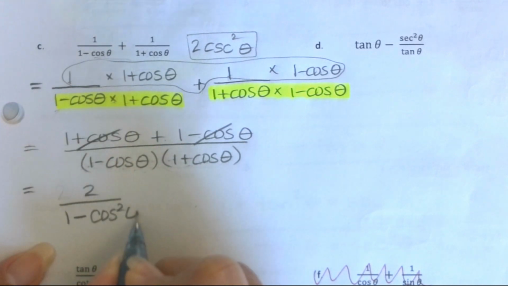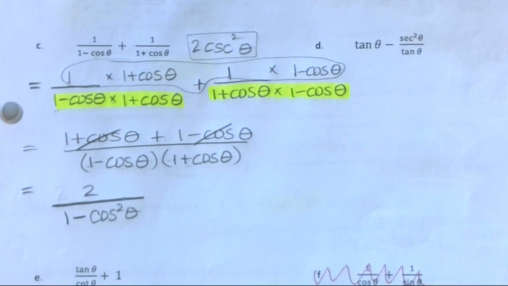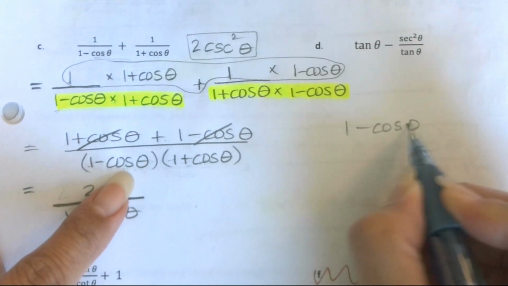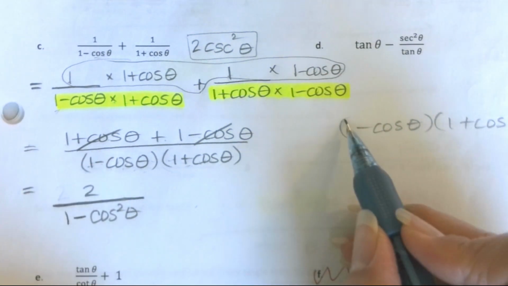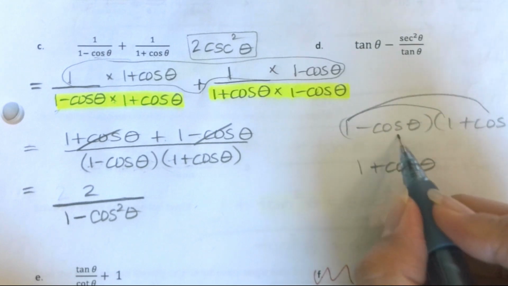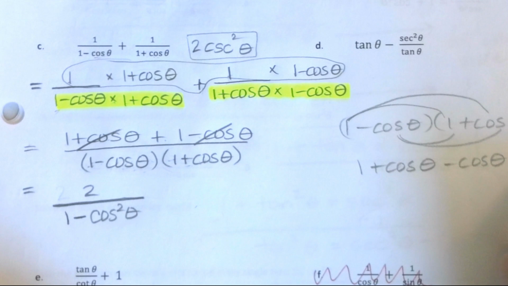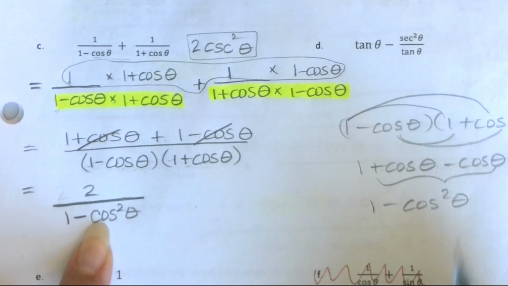Cosine squared theta. If that confuses you, don't forget that all you're doing is multiplying, but I'm trying to save you time. If I do this times this, it's 1. This times this is plus cosine theta. This times this is minus cosine theta. This times this is minus cosine squared theta. These two become 0, so it's 1 minus cosine squared theta. That's that. But if you know the rule, you don't have to do all that work.